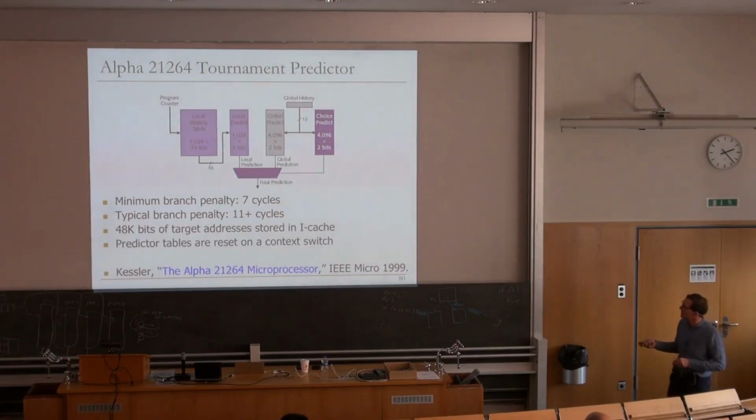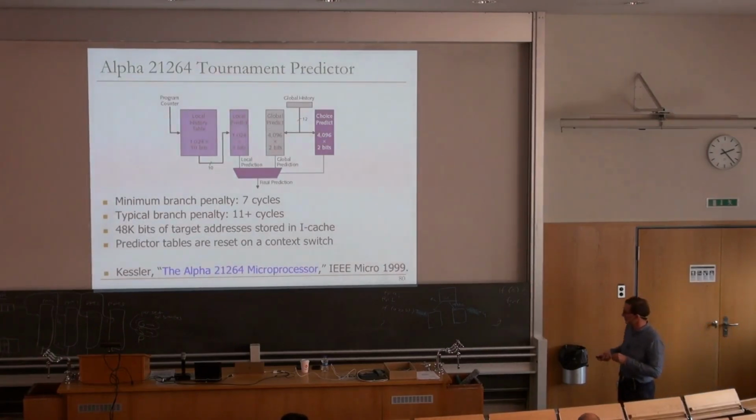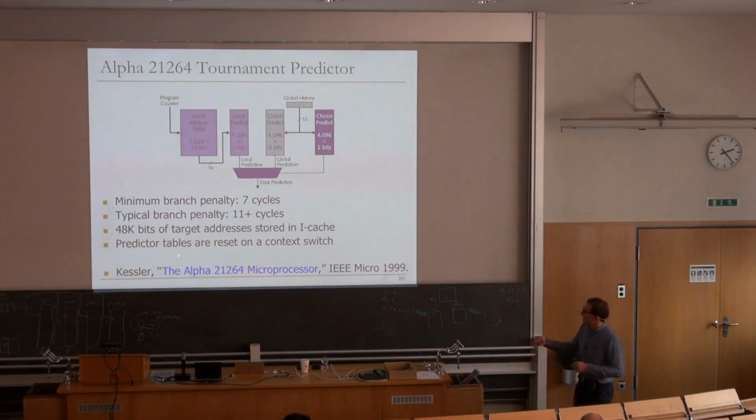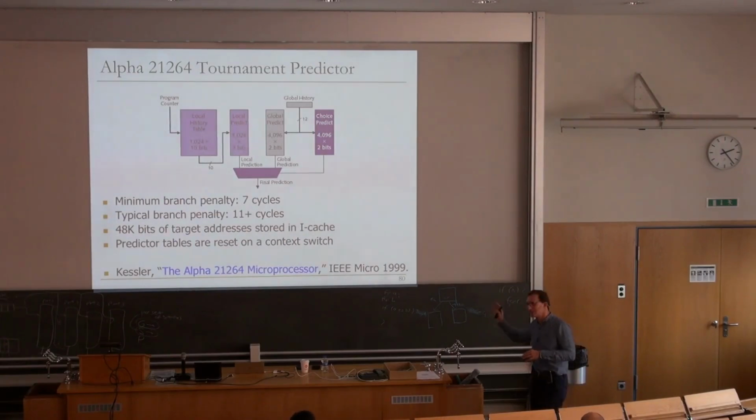It's actually beautifully described in this paper, the Alpha 21264 microprocessor. They basically had, as you see, a minimum branch penalty of 7 cycles, but typically it was 11 cycles because there was out-of-order execution and branches waited in the scheduling buffers for some time. As you see, their BTB was really part of the iCache. 48K bits of target addresses are stored in the iCache. And there are other issues that we are not touching upon, but they can be handled.